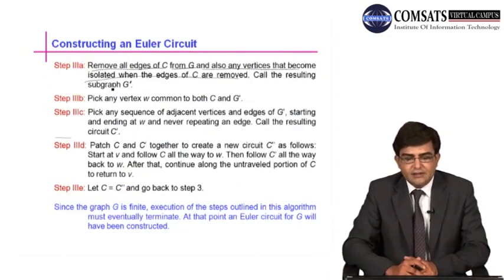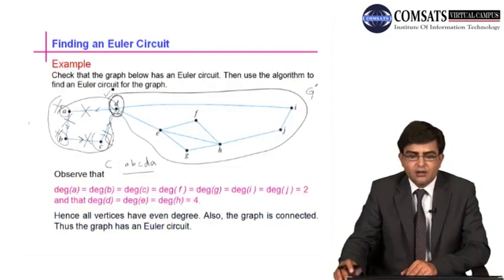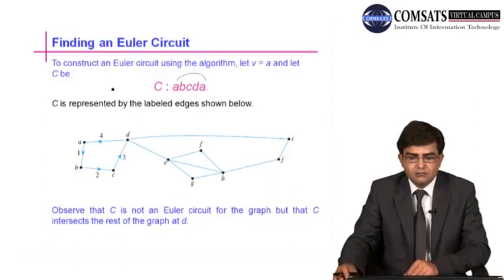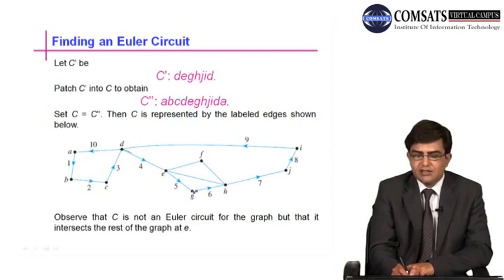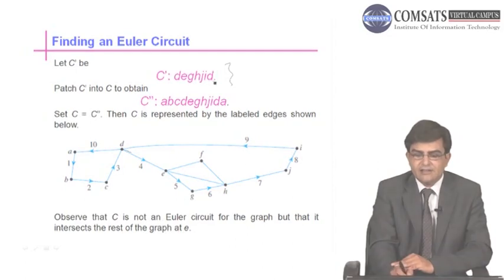Now what is step 3c? Pick any sequence of adjacent vertices and edges of G dash. That is, we again construct a circuit starting and ending at D, never repeating an edge. Call the resulting circuit C dash. So now here we construct another circuit which starts from D, goes to E, then G, H, J, I and D. So this is basically another circuit. We call it C dash, which is D, E, G, H, J, I, D.